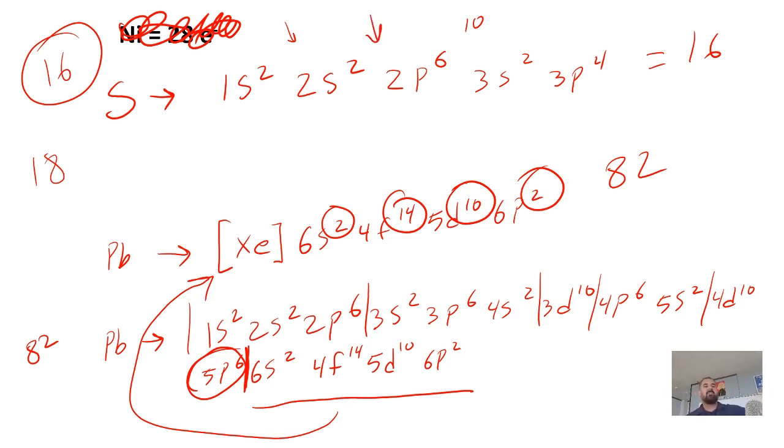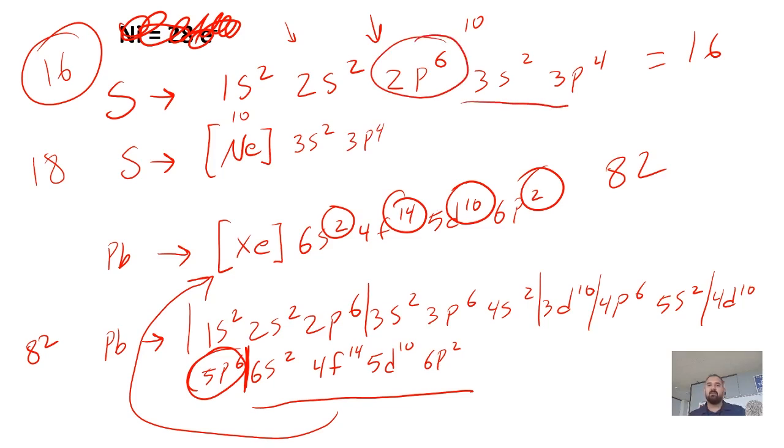Which noble gas are we going to use for sulfur? We're going to use neon in brackets, and that eats up 10 of our electrons. We have 6 left. Where do we go after neon? 3s2, then what? 3p what? 3p4. So everything after the 2p6, 3s2, and 3p4 are still included in our shorthand configuration. 10 plus 2 plus 4 gives us the 16 electrons that we wanted. Any questions on this? Do we feel okay about it? All right, let's go ahead and do some practice.